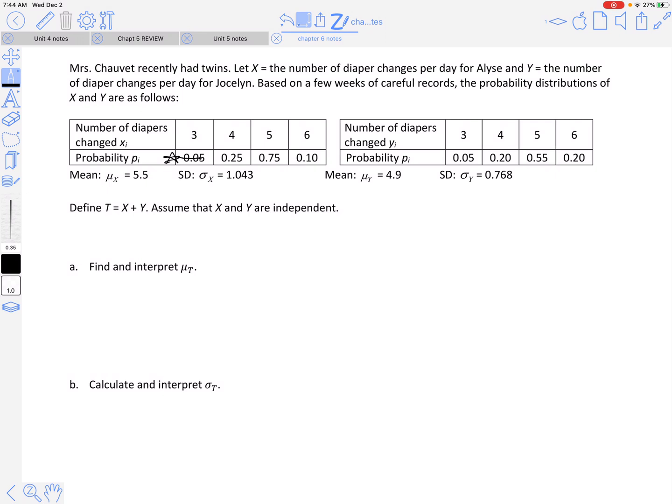All right, so find and interpret the mean of t. T is where you're adding the two probability distributions. I don't want to take the time to actually add them and then find the new probabilities. So I'm going to remember the rule that we just learned: if you have both means and you're adding the probability distributions, all you have to do is add the means. Addition works great with means. So if we have many, many selected days, the average total number of diapers used would be about 10.4 diapers.